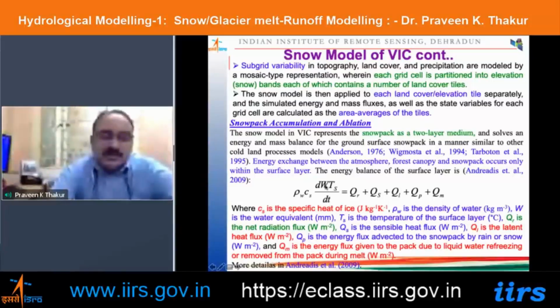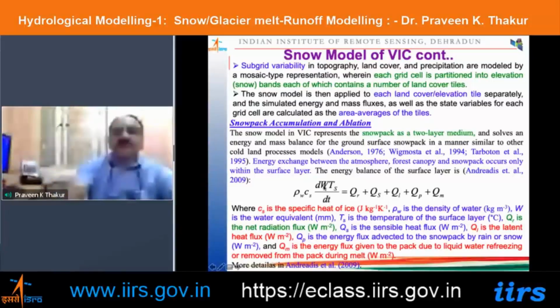This W is the snow water equivalent, and TS is the temperature of the surface layer. So the rate of change with time is a function of QR, which is nothing but the net radiation. Net radiation means net incoming short wave and net incoming and outgoing long wave radiation. QS is the sensible heat flux. Then QL is the latent heat flux. QP is the energy added or removed to the snowpack if there is precipitation as snowfall or rainfall. QM is the energy removed from the snowpack if it is melting, or given to the snowpack if it is freezing.